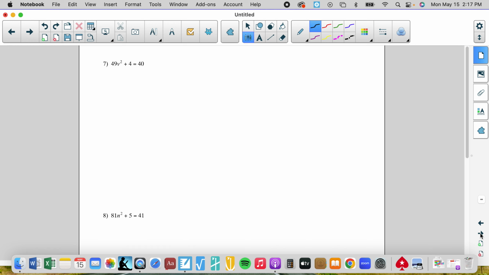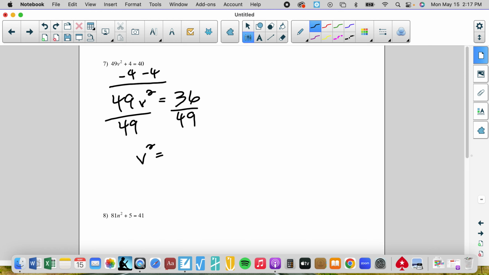All right, 49v squared plus 4 equals 40. So now I got two things happening to my variable. So I'm going to get rid of things being added and subtracted. 49v squared equals, that's going to give me 36. Now I'm going to divide by 49. We get v squared equals 36 over 49. That can't be simplified. No number goes into 36 and 49. So I'm going to take the square root of both sides.